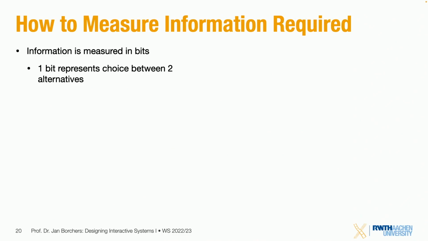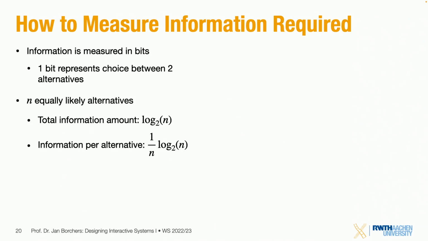So, how do we measure this information that's needed? Well, information is measured in bits. We know that. 1 bit means a choice between 2 alternatives. Everybody knows this from computer science. But if we have n equally likely alternatives, note the word equally likely, then it's very simple. In general, we say the total information amount is log 2 of n. Simple enough, right? And each of these alternatives that I'm entering only has 1 divided by n of this information amount. That's also pretty clear, I think.